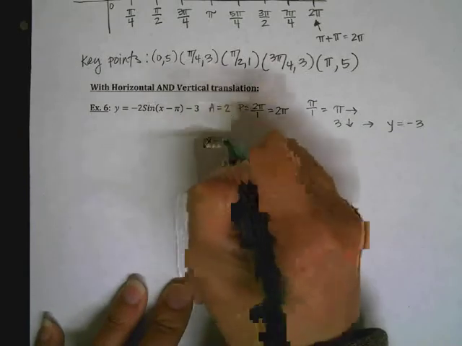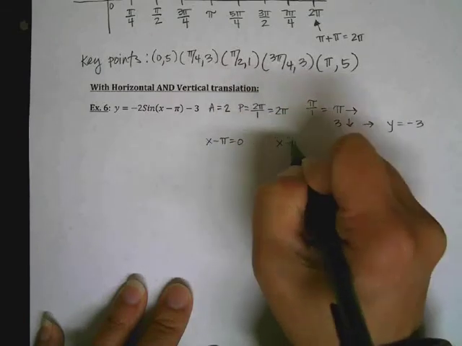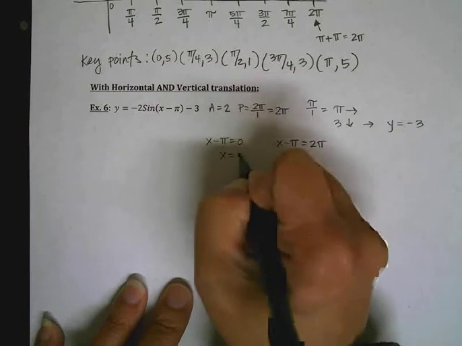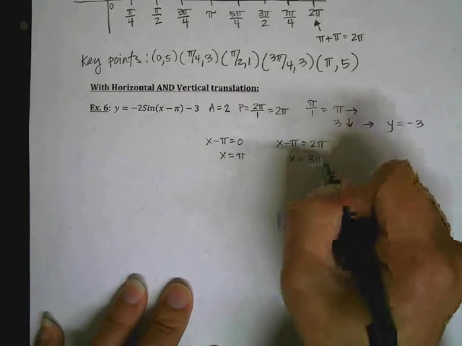So our new cycle, you set the parentheses equal to 0, parentheses equal to 2 pi, and you solve. So it's going to start at pi, and it's going to end at 3 pi.